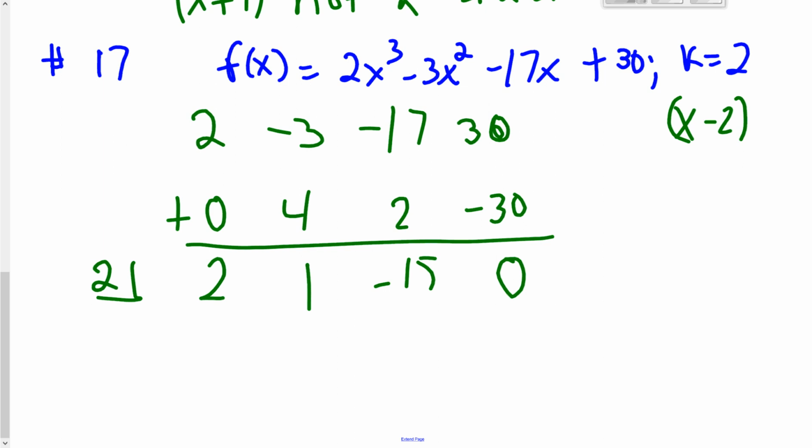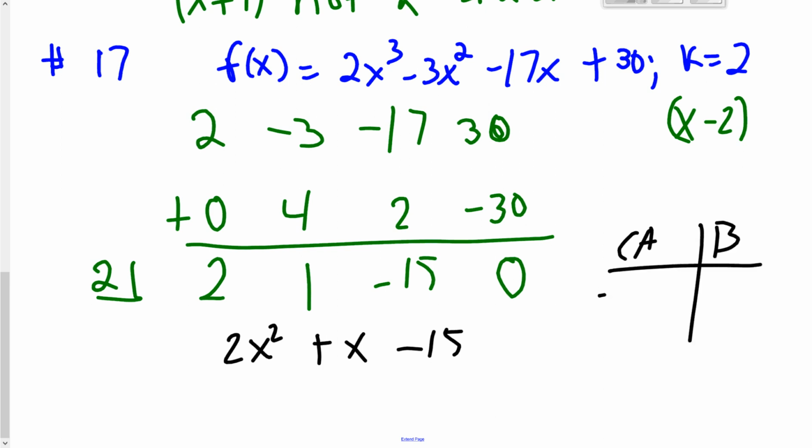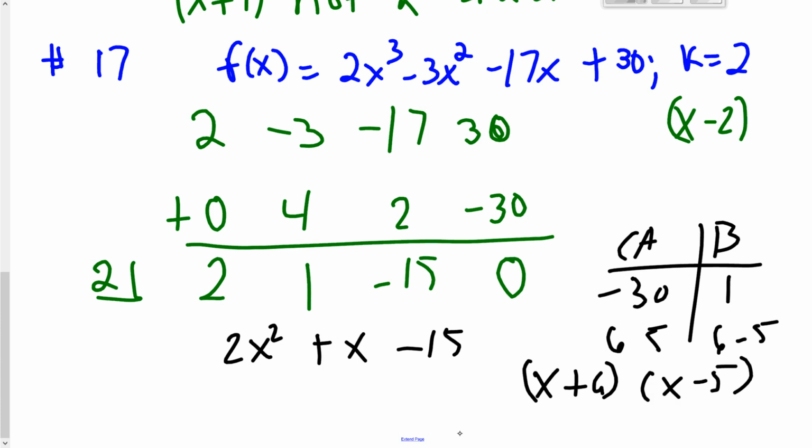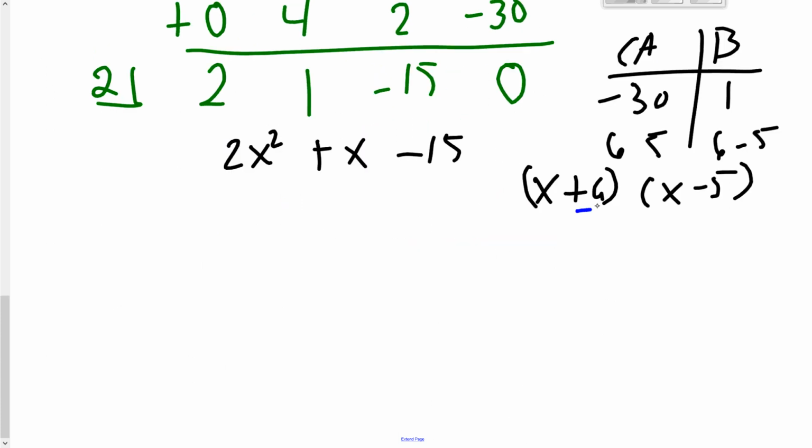So now we drop down a degree because we had a cube, so now this is 2x squared plus x minus 15. And since it's a quadratic, now we can factor it with cab. C times a is negative 30, and b is 1. So what times what is 30, but subtracts to 1? That would be a 5 and a 6, right? And then 6 minus 5 would get you 1. So that means x plus 6 and x minus 5. Now don't forget to divide by your a, which is 2.